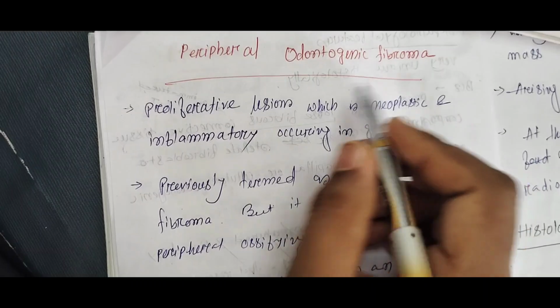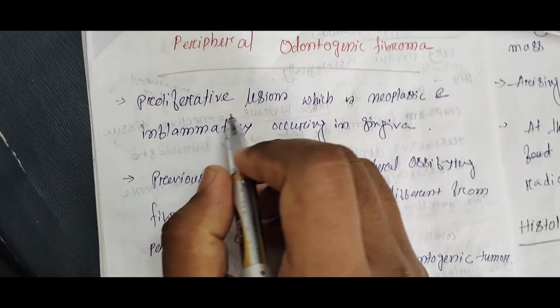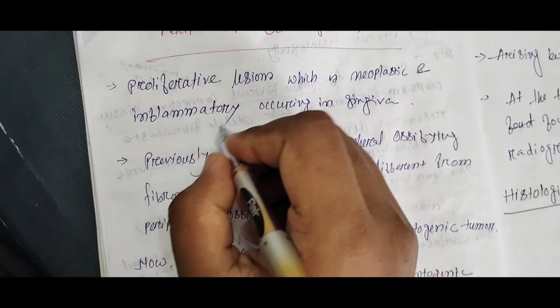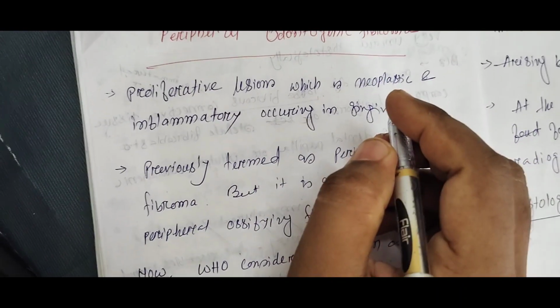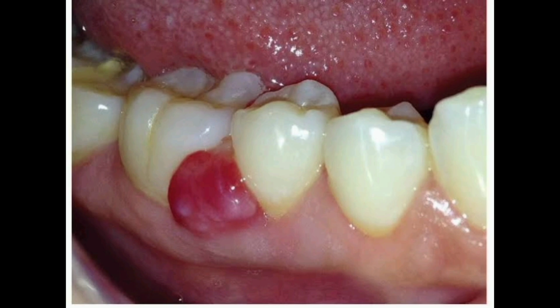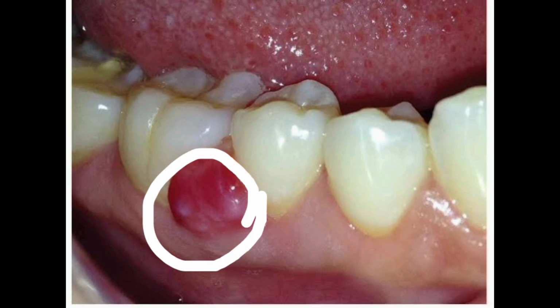Peripheral odontogenic fibroma is a proliferative lesion, which is neoplastic and inflammatory, occurring in the gingiva. Here you see there is a proliferation between the two teeth in the gingiva. See here, this is inflammation.